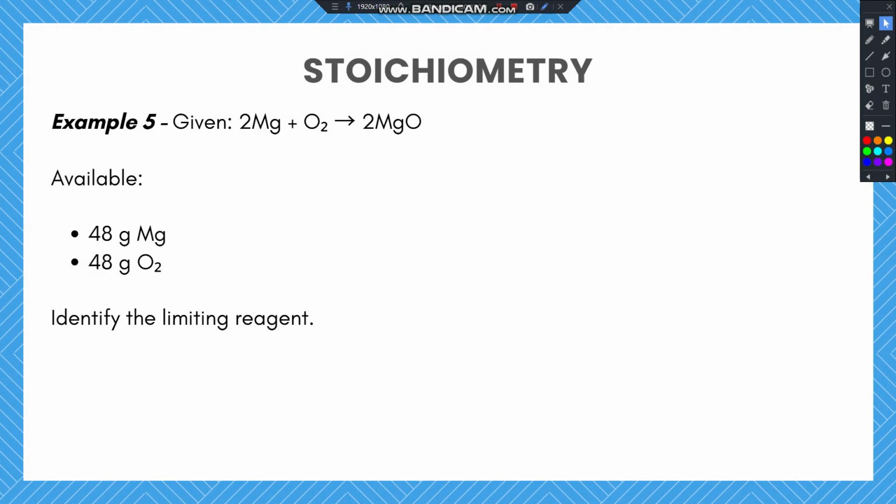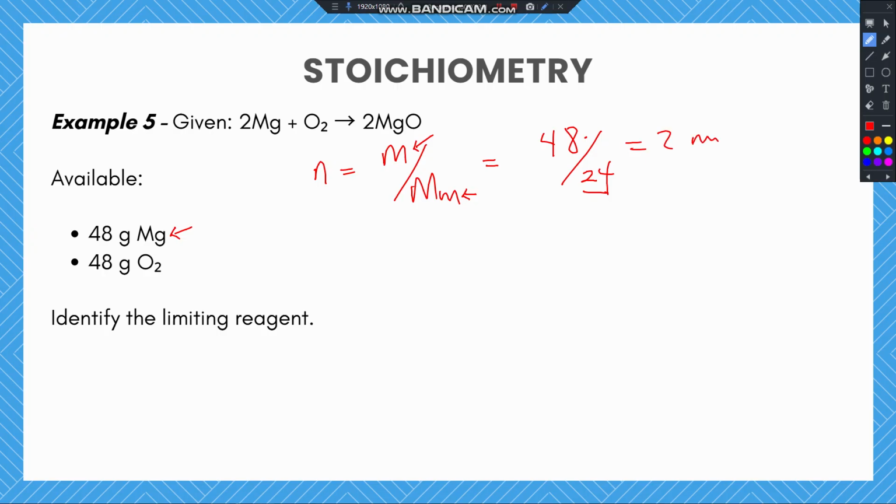Don't worry, we'll handle yet another question. So here is another question on the screen. We're given this equation and what we have available is given in masses. Before we do anything, we'll first convert into number of moles. So number of moles n is equal to the mass of a substance divided by the molecular mass. For magnesium, the number of moles becomes 48 divided by 24. The molecular mass of magnesium is 24 and the mass of magnesium given here is 48. So we have 2 moles.